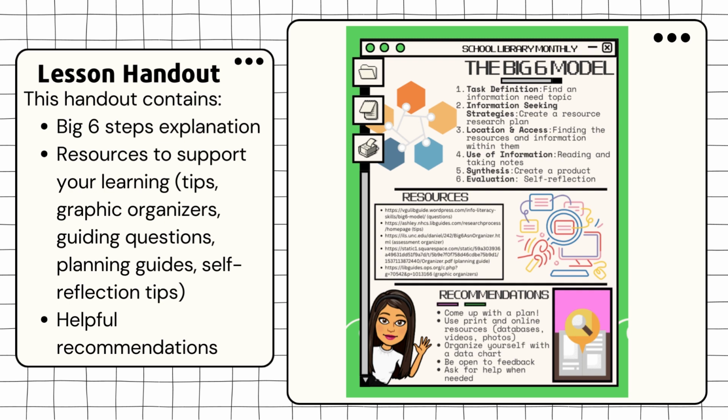This is the lesson handout that I've created to help you. On this handout, you will find an explanation of each one of the big steps. You will also find links to resources to support your learning. Each link, there are 5 in total, will either give you tips, graphic organizers, guiding questions, a planning guide, or self reflection tips to help you. I've also provided some helpful recommendations while you are completing your project.